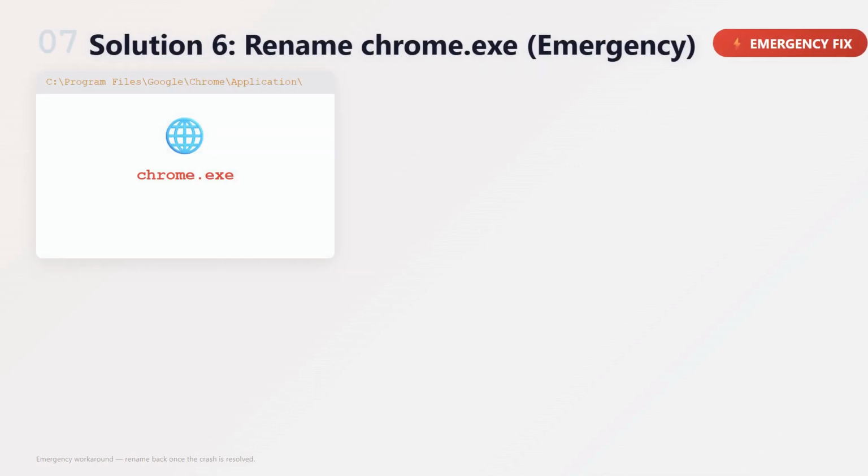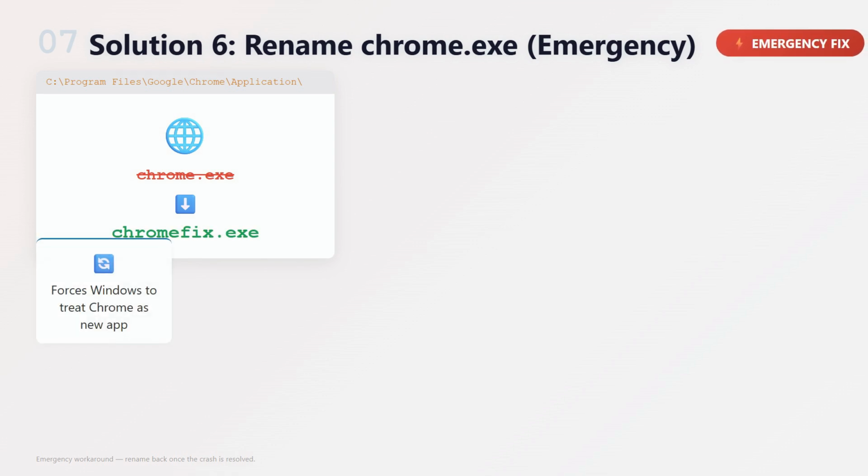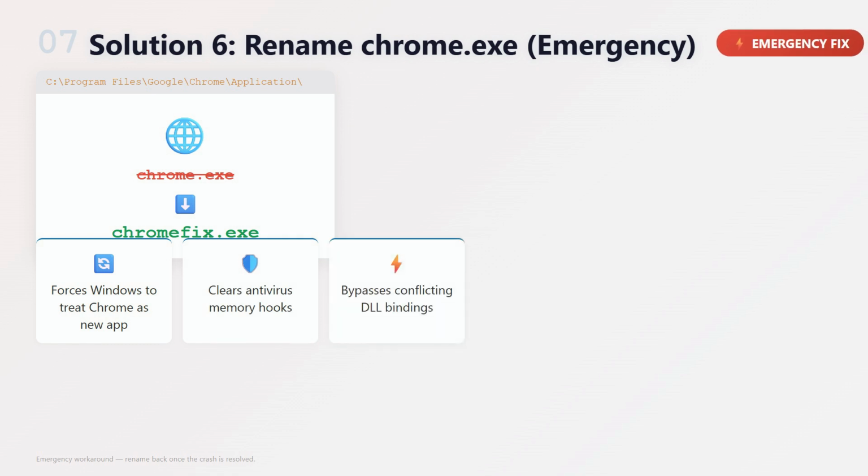Solution 6. Rename chrome.exe as an emergency workaround. Go to the Chrome application folder. Rename chrome.exe to ChromeFix.exe. This forces Windows to treat Chrome as a brand new application. It clears antivirus memory hooks and bypasses conflicting DLL bindings.